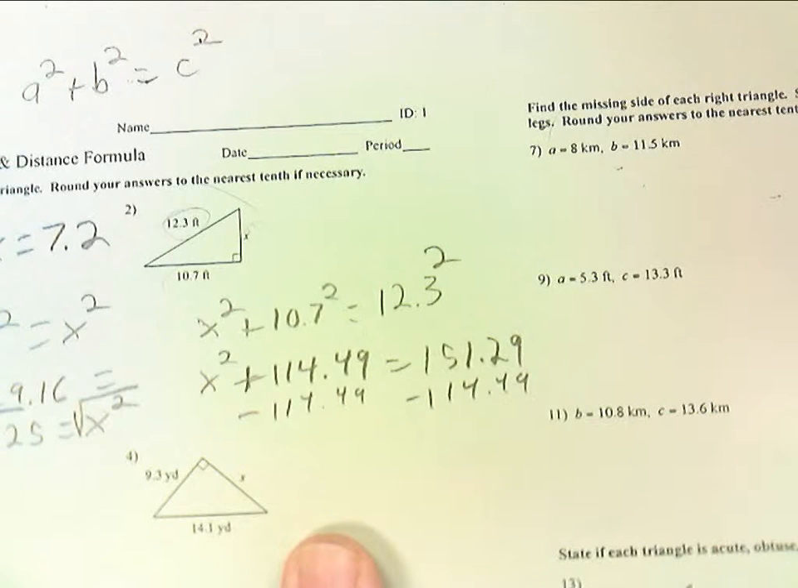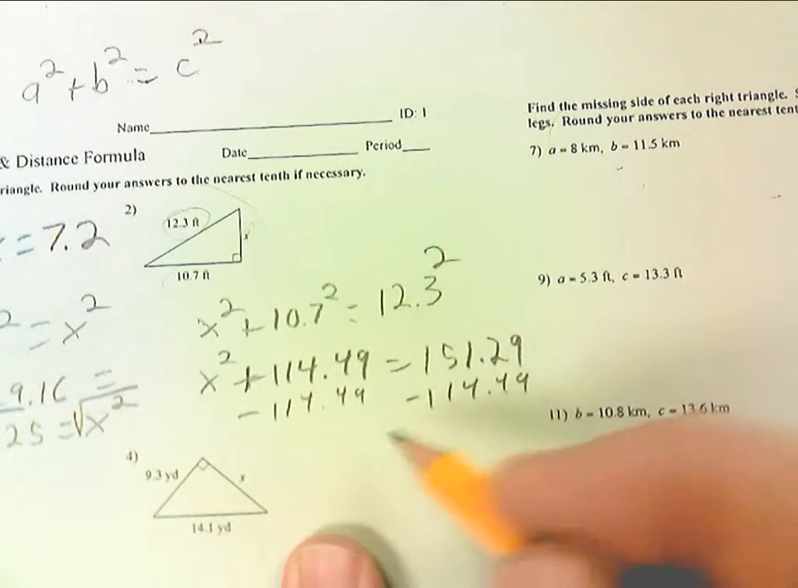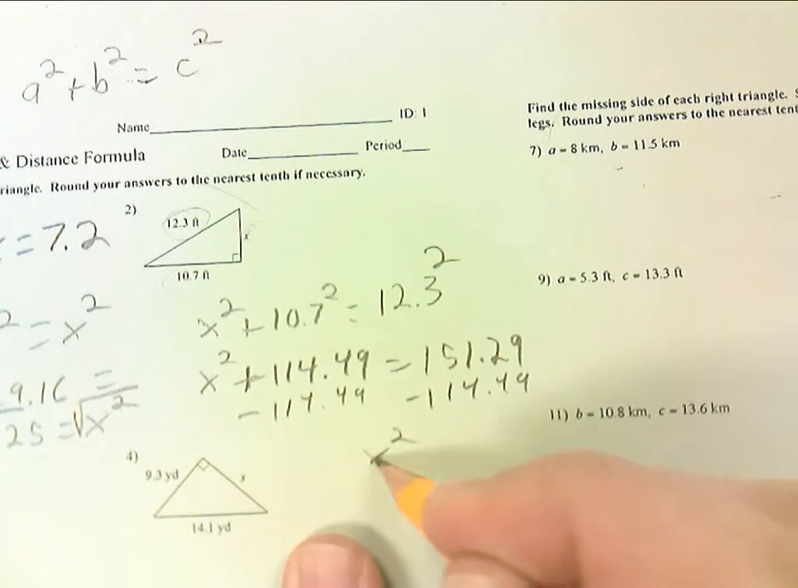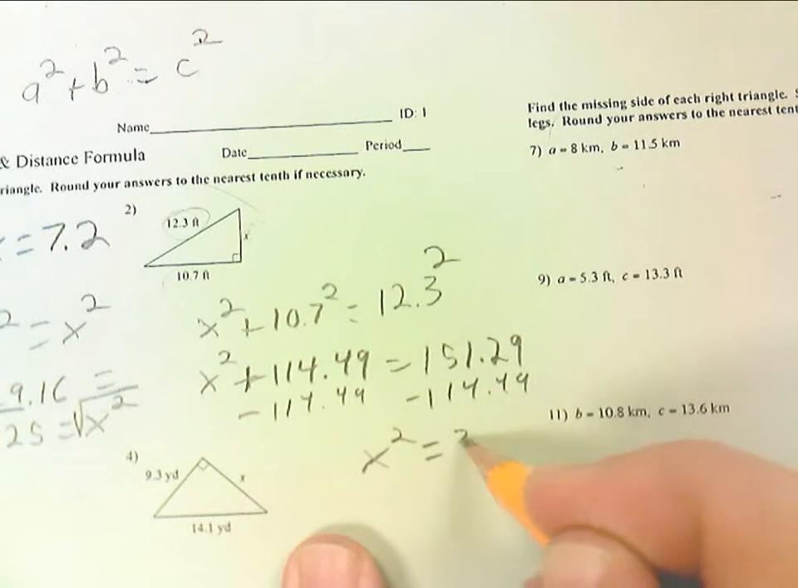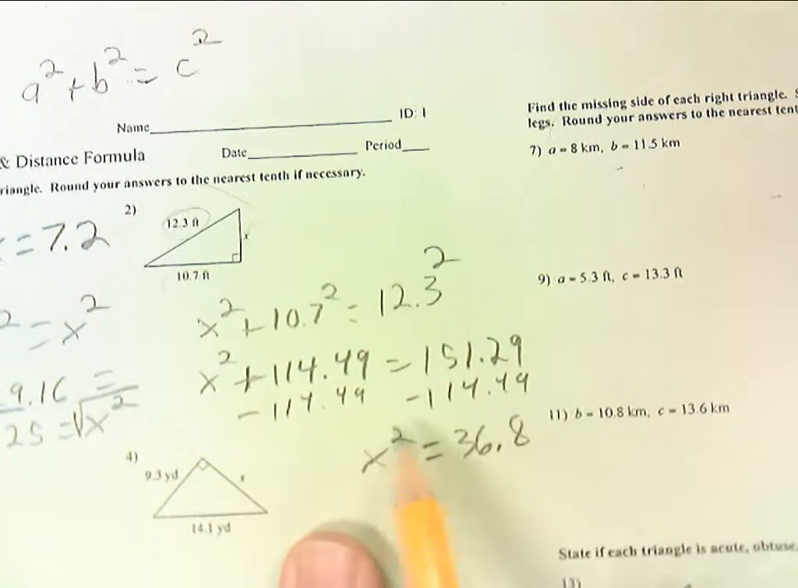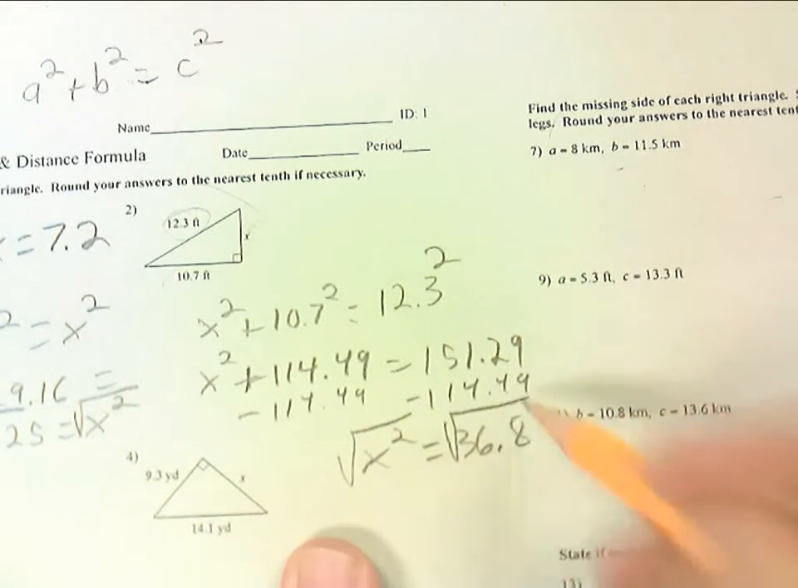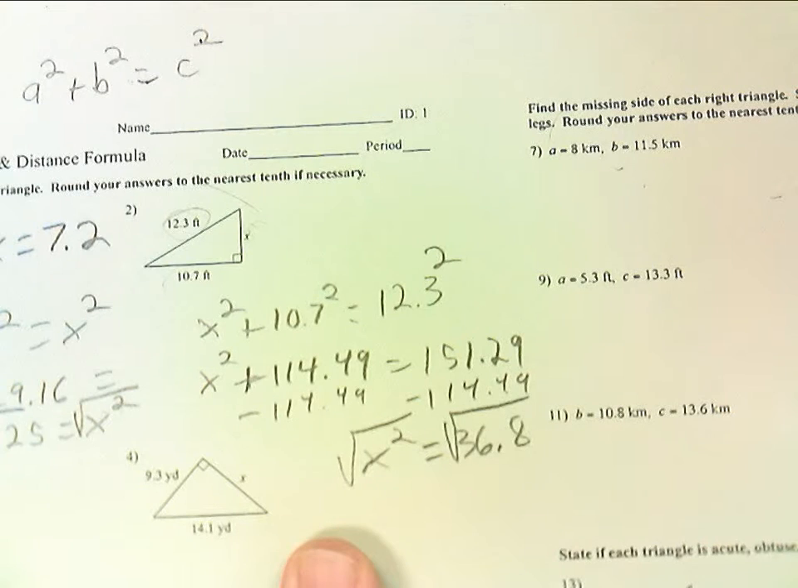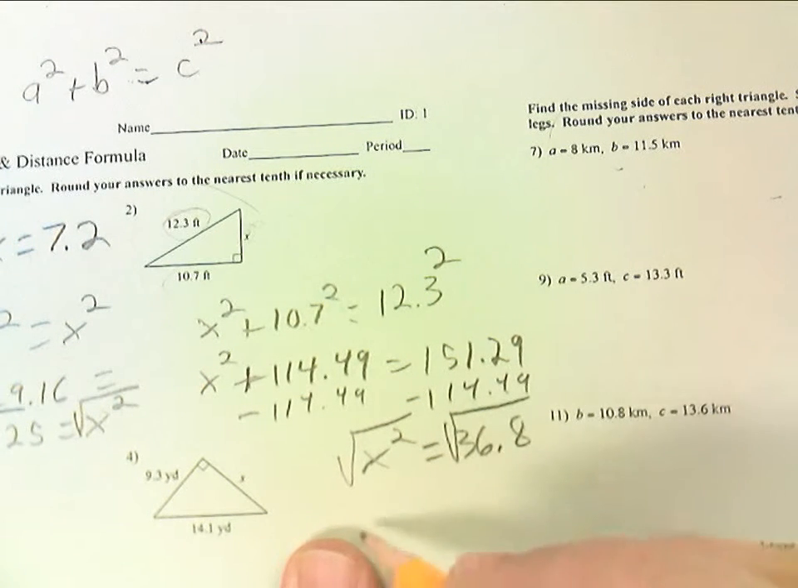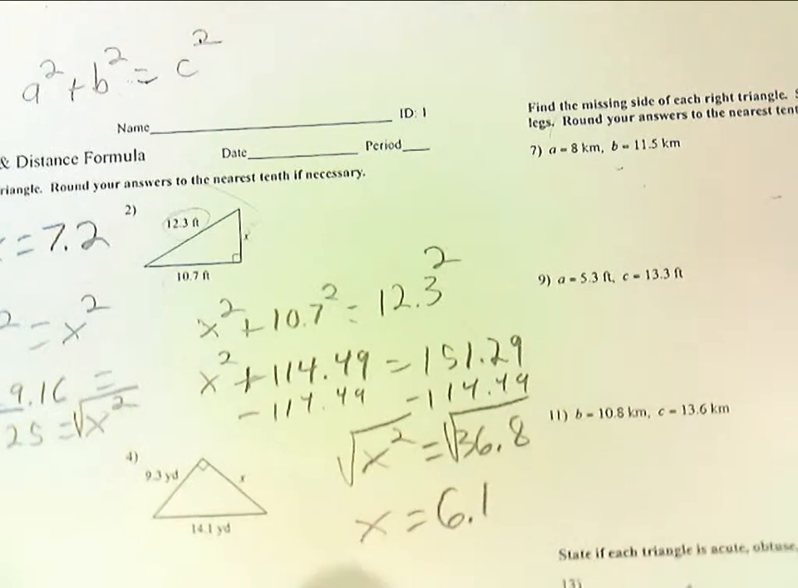And 151.29 minus 114.49 is going to give me 36.8. Now I'm still not quite done, right? Because I still have the square. So to undo the square, I square root it. And the square root of 36.8 is 6.06. I'll round that up to 6.1.